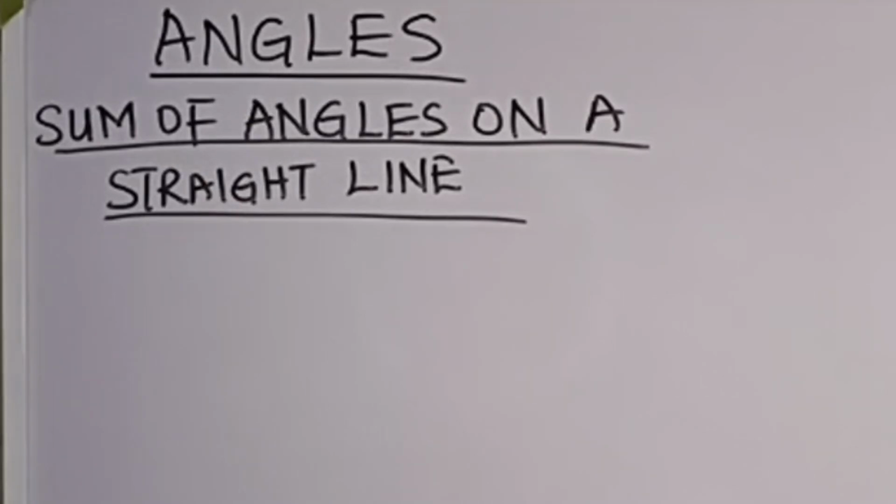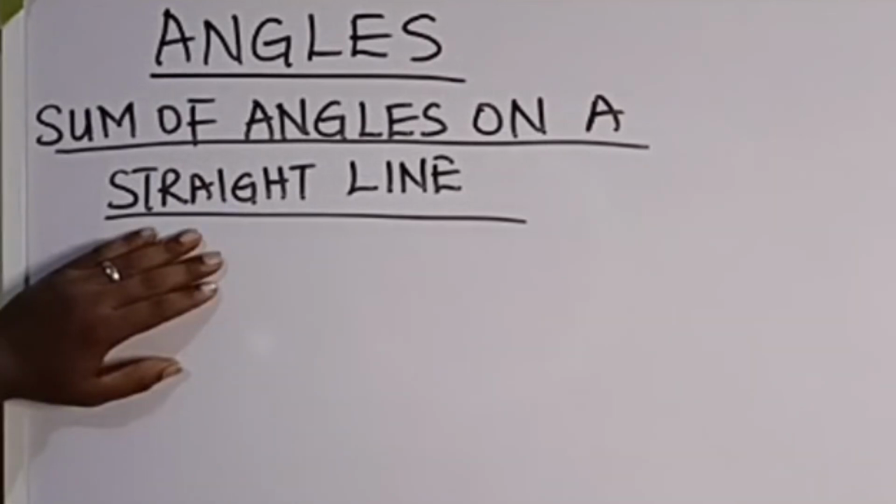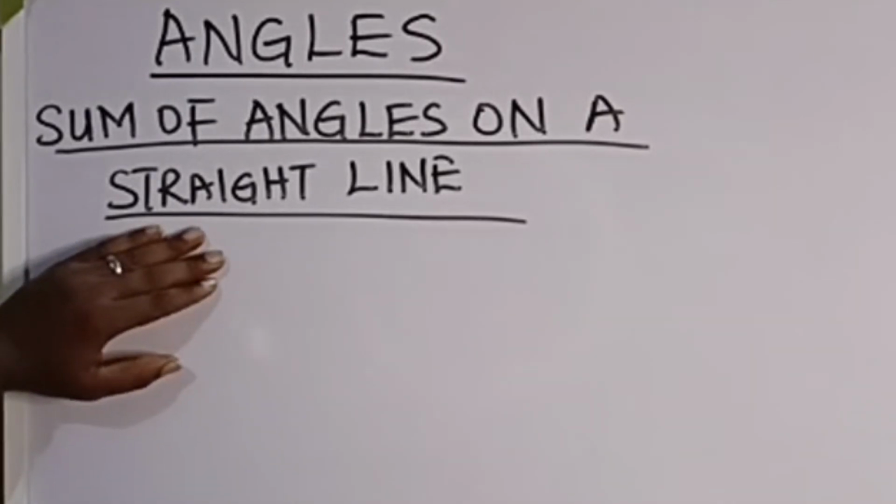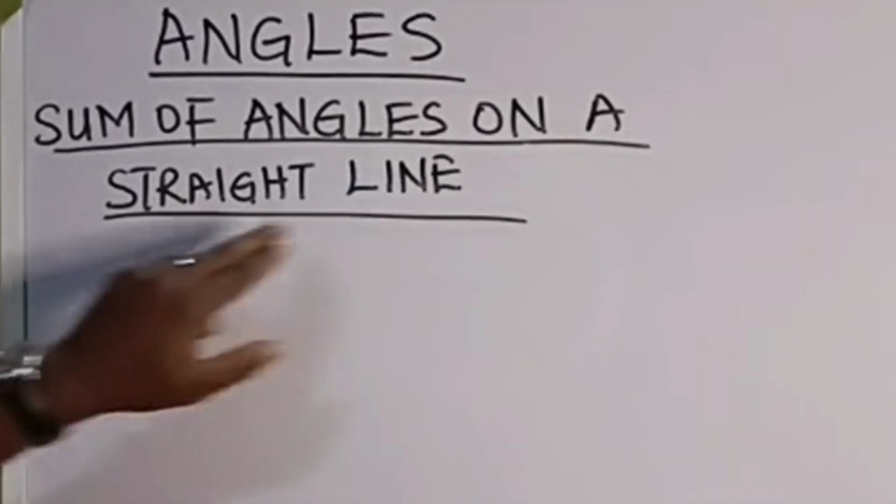We looked at the different types of angles. And one of the angles that we looked at was the straight angle. And we said that the straight angle is an angle that is equal to 180 degrees, right? So this principle involves angles on a straight line.